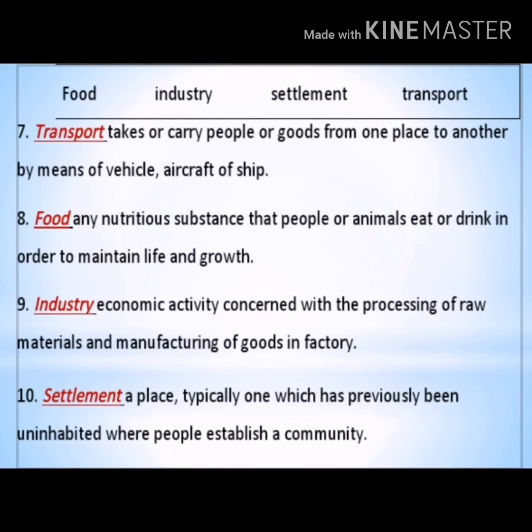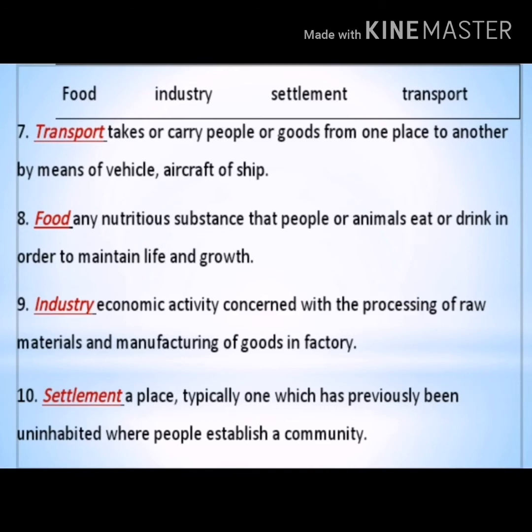Number 8, food. It's any nutritious substance that people and animals eat or drink in order to maintain life and growth. You know, you cannot survive without food. So it's anything that people and animals eat or drink for them to maintain life and growth.